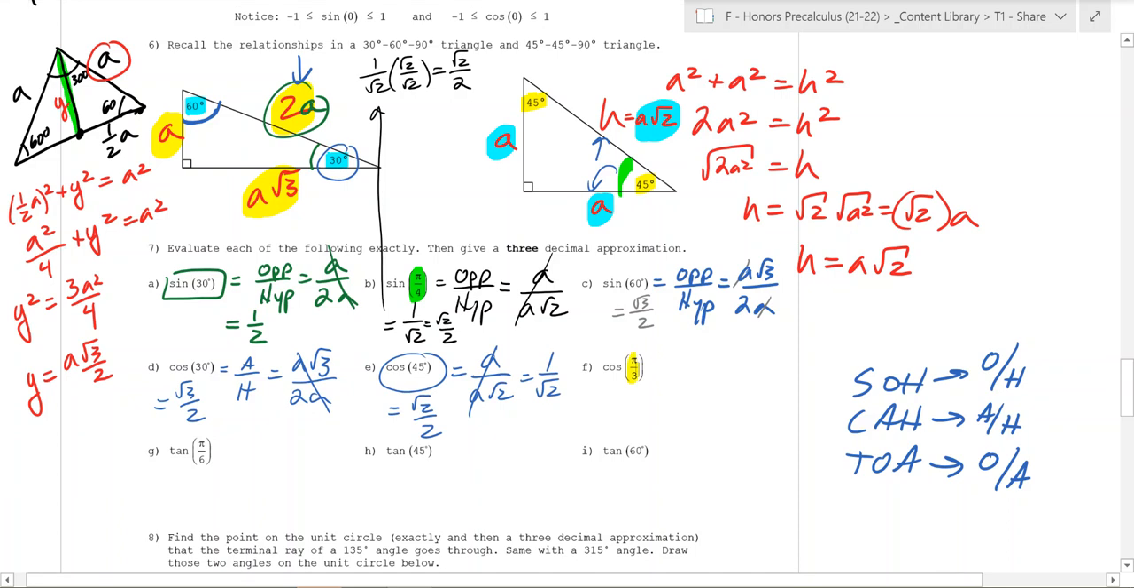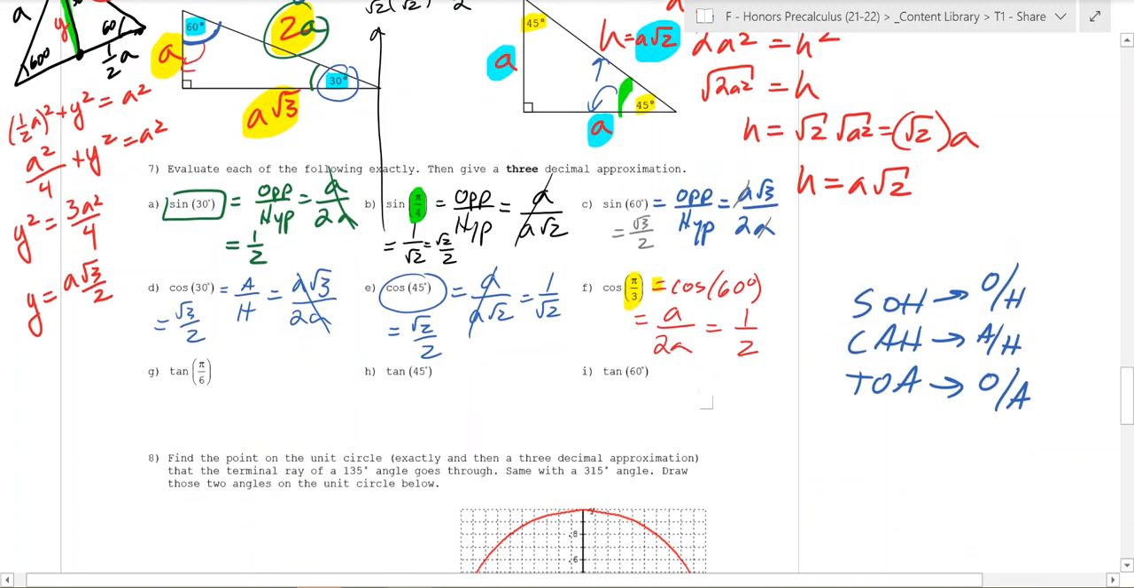Pi over 3, cosine of pi over 3, that's the same as cosine of 60 degrees, if it helps you thinking of it like that. 60 degrees is the same thing as pi over 3 radians. So that's going to be adjacent, so that's going to be a over the hypotenuse, which is 2a, and that just cancels to be 1/2.